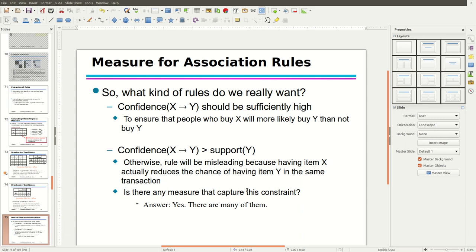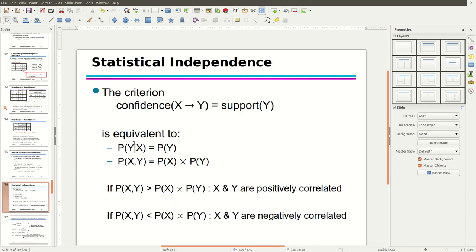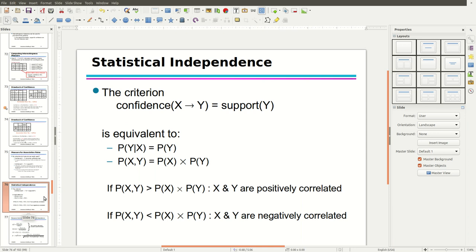So is there any measure that captures this constraint? And we will present some. So we need to talk first about statistical independence. When we say that, we have to consider two cases: when we are statistically dependent and when we have statistical independence. If it is statistically independent, confidence of X implies Y is equal to support of Y.